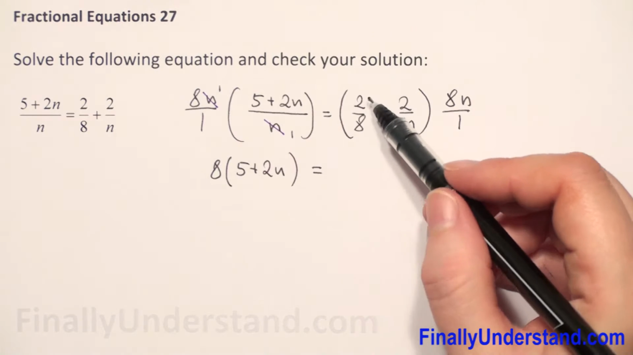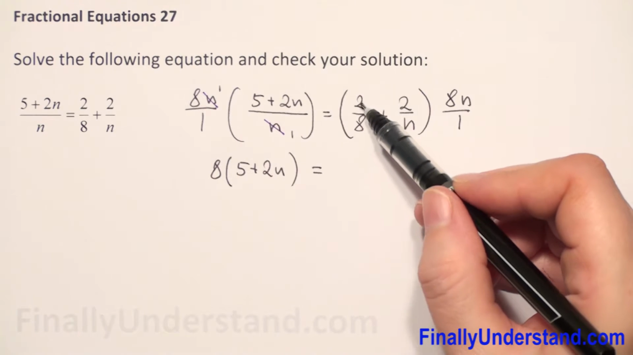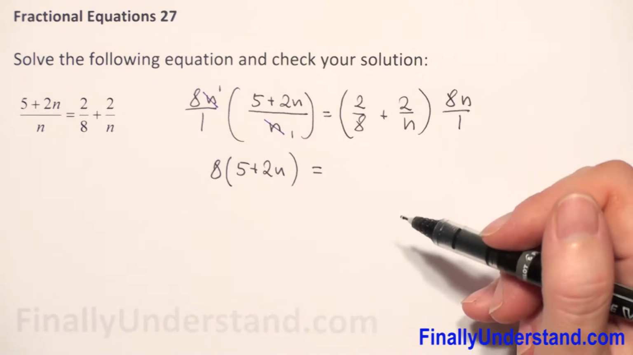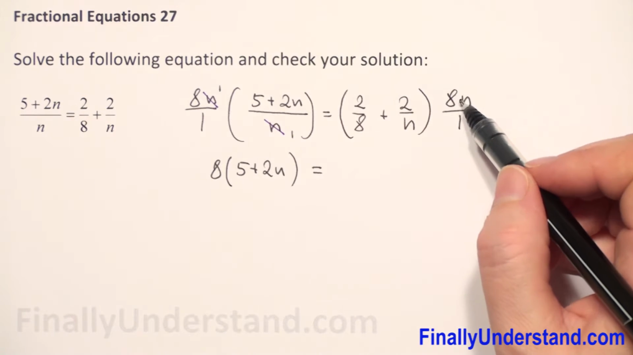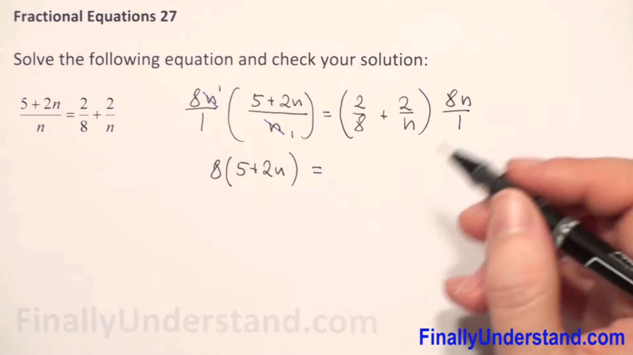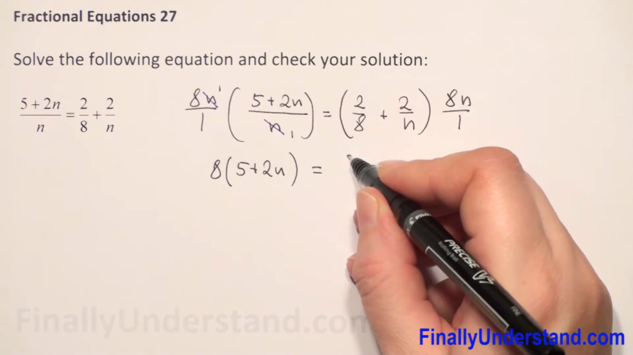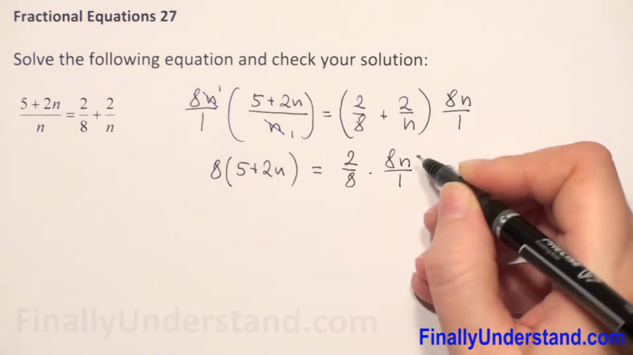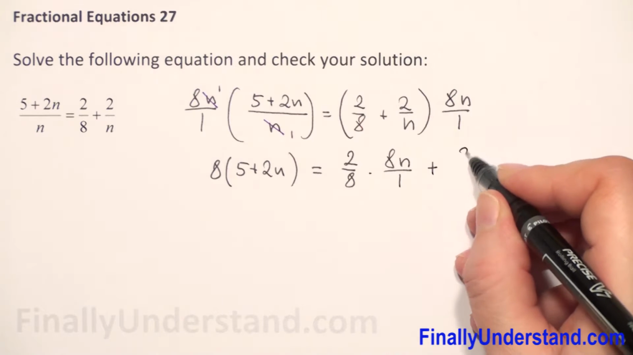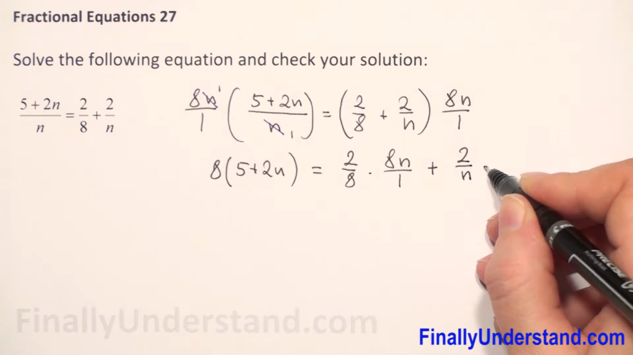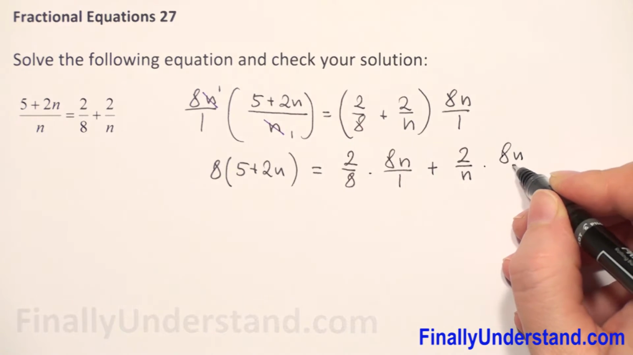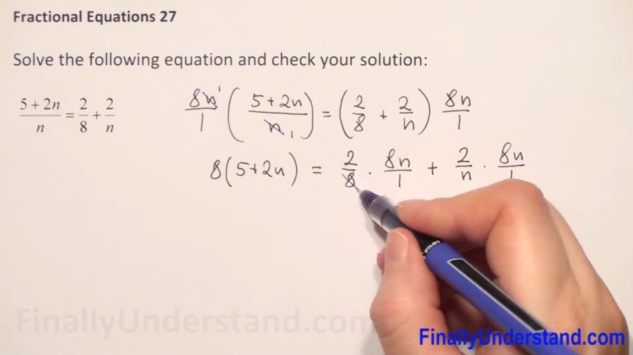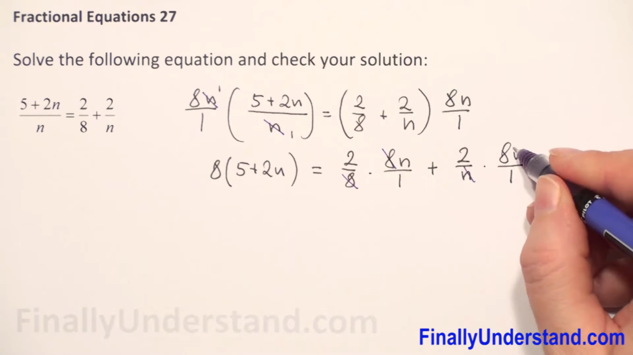I didn't see that we can reduce here 2 over 8. We should reduce, it will be 1 over 4, but let's forget about this. I multiply times 8n over 1, so 8 will reduce, so we'll have 2 over 8 times 8n over 1 plus 2n times 8 over 8n over 1. So now we can reduce 8 with 8, n with n.